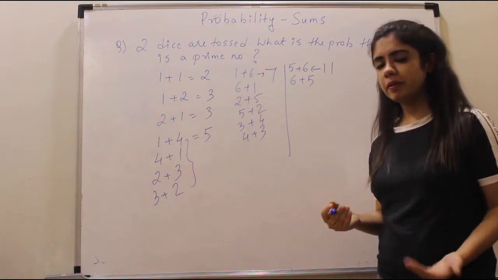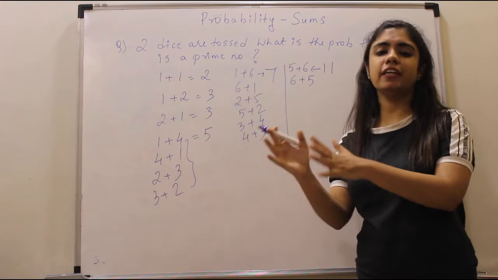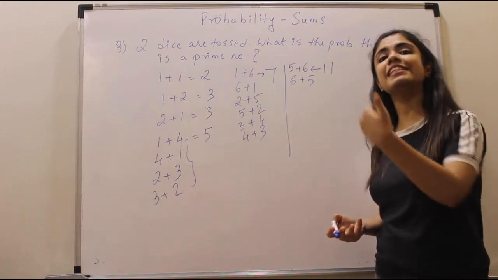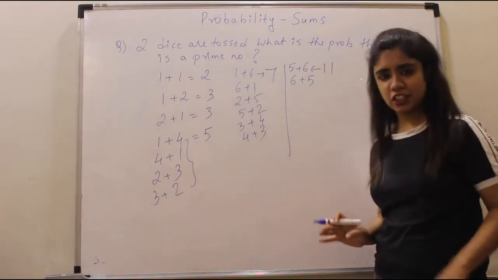12 is not a prime number. 13 is possible, but the maximum addition I can get is 12, because 6 plus 6 will give me a 12. So I cannot exceed 12. Okay? So I'm going to stop here. I cannot go beyond this.